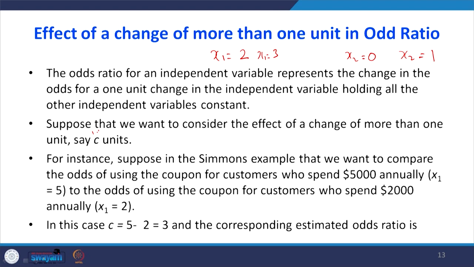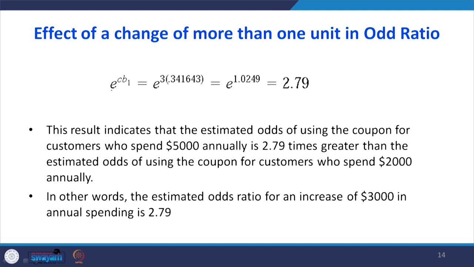For instance, suppose in the Simmons example we want to compare the odds of using the coupon for customers who spend $5,000 annually to the odds of using the coupon for customers who spend $2,000. The increment is not 1, because it is 3. In this case, c equal to 5 minus 2 is 3, and the corresponding estimated odds ratio is very useful. So e to the power c, where c is how much we are increasing. When you multiply by 3, we get the odds ratio of 2.79.